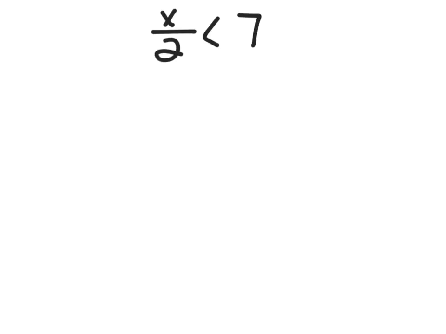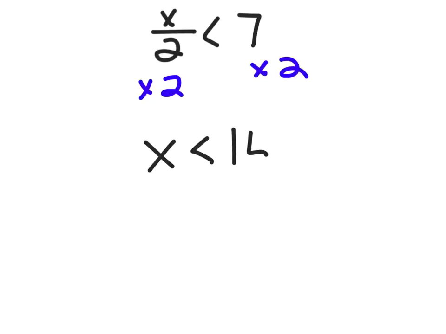Okay, our last example of solving inequalities is x divided by 2 is less than 7. We want x by itself. The opposite of dividing by 2 would be to multiply by 2. Whatever we do to one side, we do to the other as well. This leaves us with x on the left is less than 7 times 2, which is 14. And we will graph.